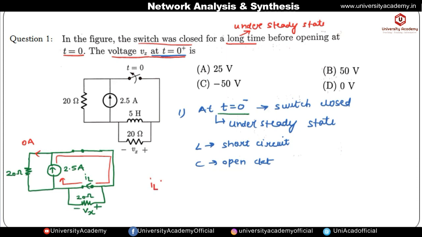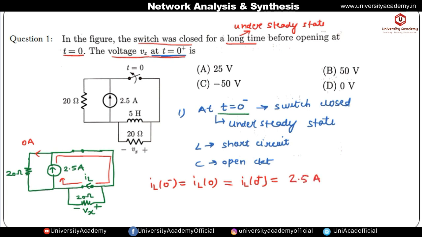It means the current flowing through the inductor at t is equal to 0 negative will be equal to IL of 0, and it will also be equal to IL of 0 positive, because we know that an inductor does not allow a sudden change in current. So the current at t is equal to 0 negative will remain the same at t is equal to 0 positive, and the value of the current is 2.5 ampere.